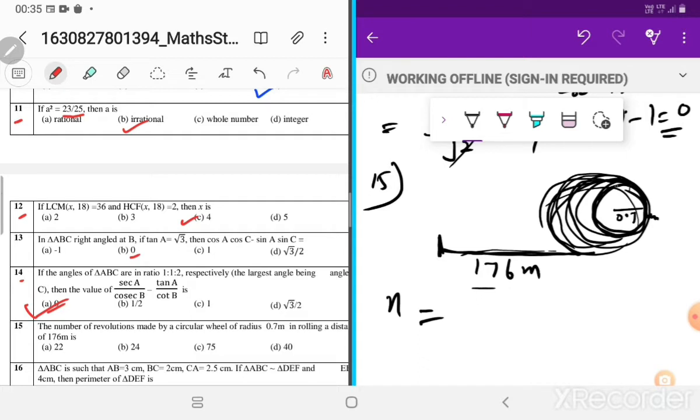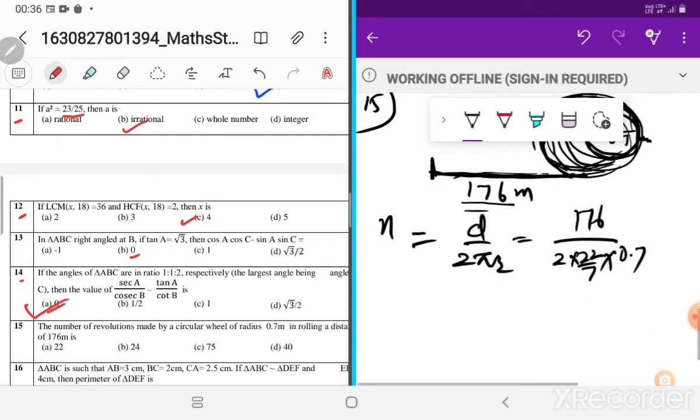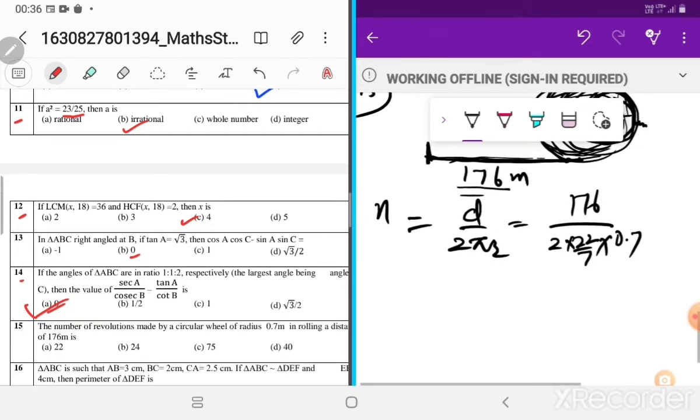So how will we find? If it will rotate like that, it will revolve. It covered a distance of 176, so what is the length of one turn? 2 pi r, that is the circumference. So distance upon circumference is the number of revolutions. Distance upon circumference 2 pi r. Distance is 176 and 2 into 22 by 7 into r, which is 0.7. So now children, I am giving you one trick how to solve such type of big examples.